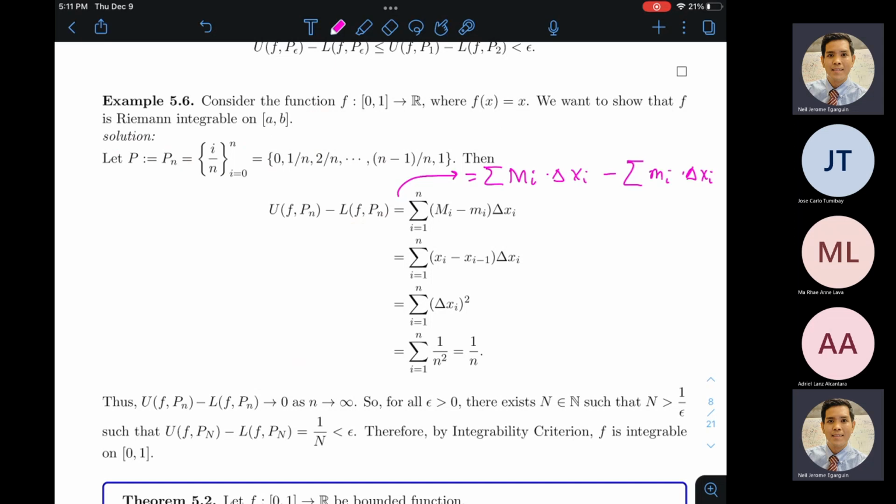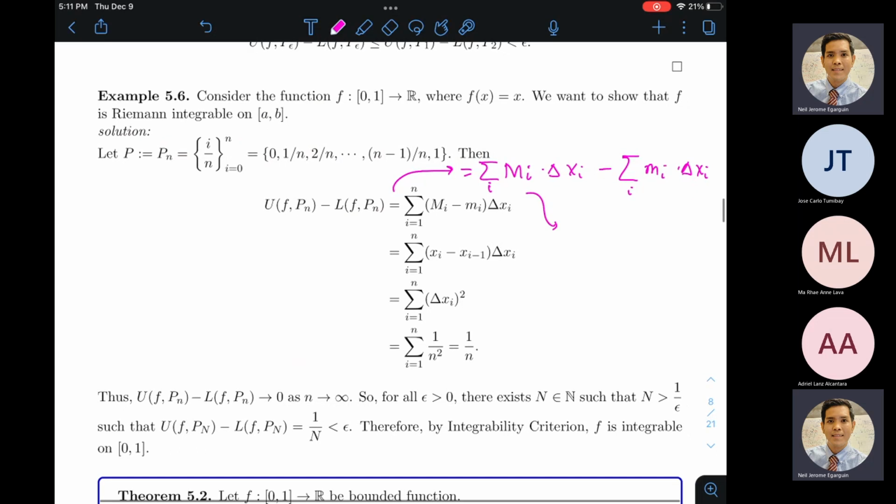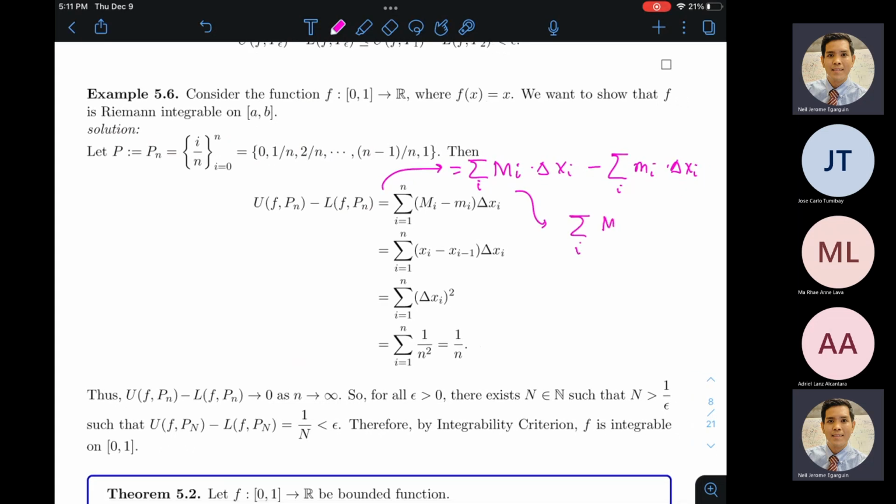And then property ng summation, same index lang naman to, over all i's. Pwede ko itong isulat in terms of a single summation. So pwede siyang masulat as summation over i ng capital M sub i delta x sub i minus little m sub i delta x sub i. All right? And then delta x sub i is a common factor between the two terms inside the summation. So I can factor out delta x sub i and get this line. All right?